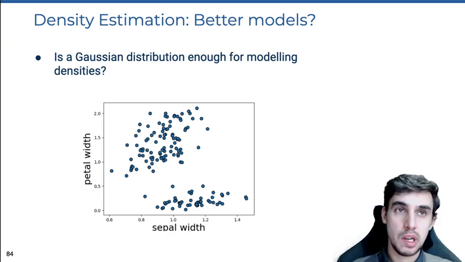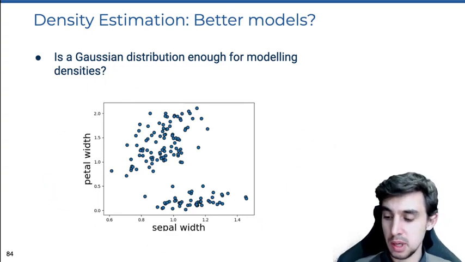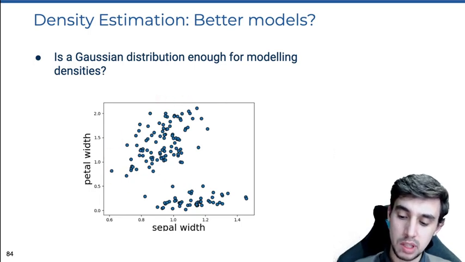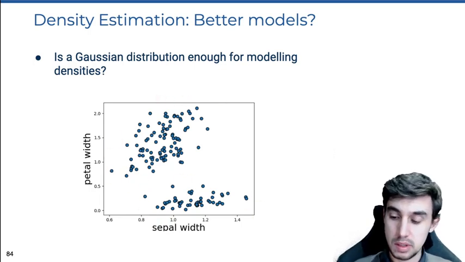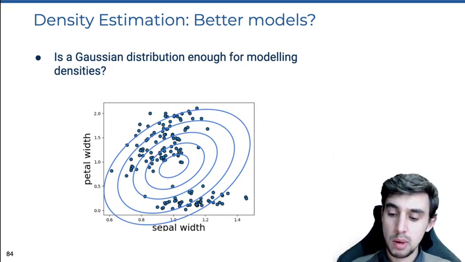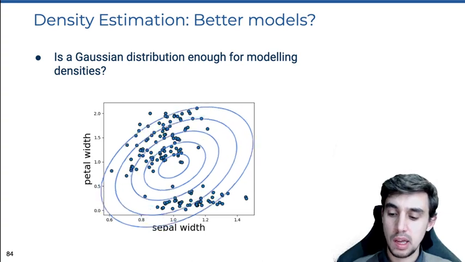So then the question is, okay, is a Gaussian distribution enough for modeling densities? If you remember this example of the flowers you might have collected during a walk in the forest, you can see that here we have a multimodal distribution. So we have kind of two clusters. And the issue is that if we fit a Gaussian distribution here, we will have this kind of result, which is definitely not satisfactory.